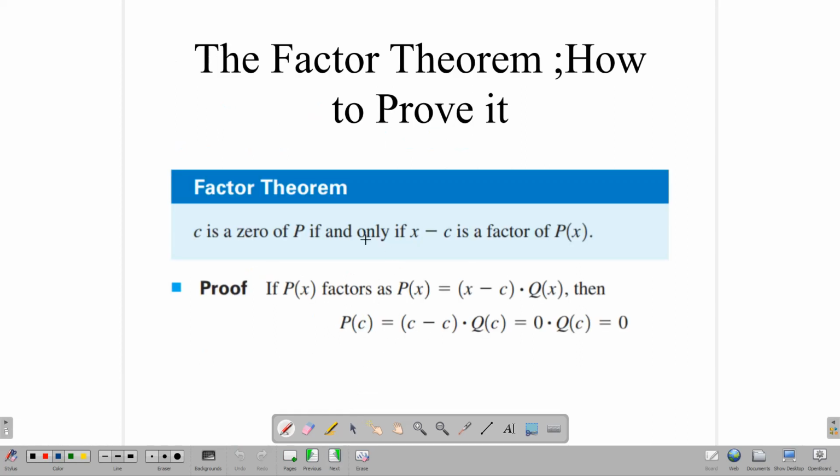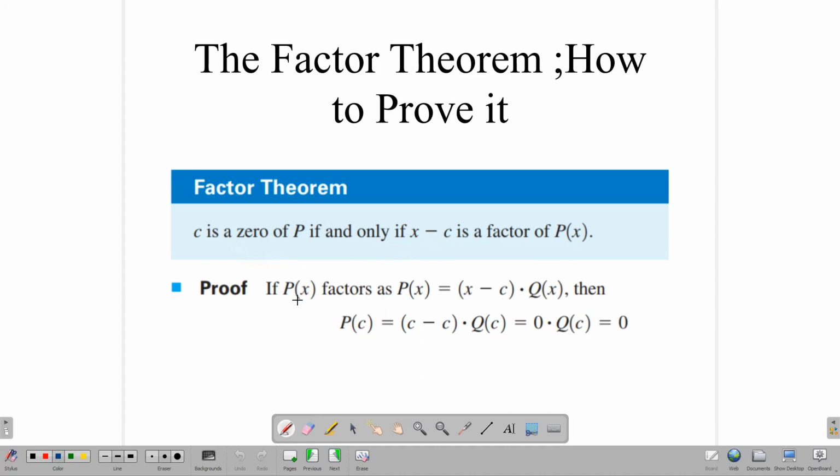Now, how can we prove it? It has a very, very simple proof. Let's say c is a zero of the polynomial, and it is a zero if and only if x minus c is a factor of p(x). They work back and forth. If c is a zero, then x minus c is a factor. If x minus c is a factor, then c is a zero or a root.